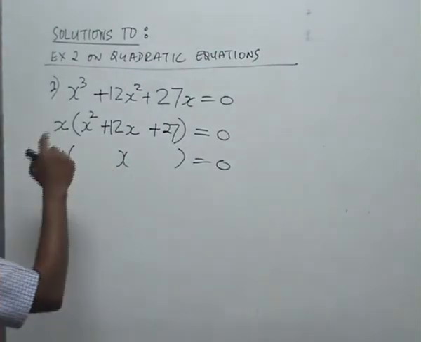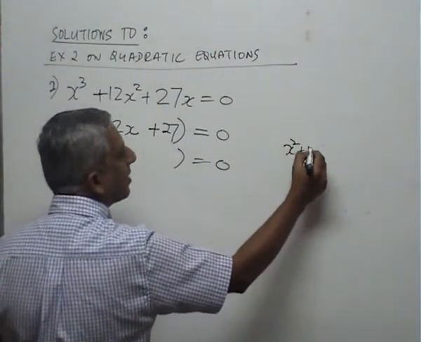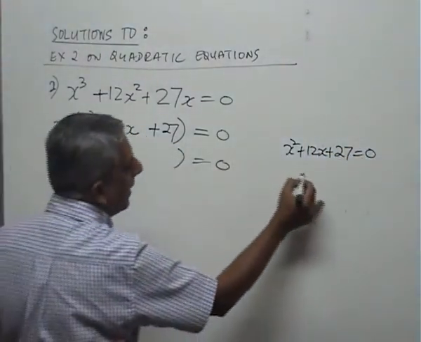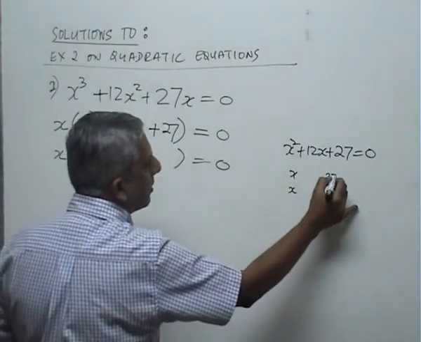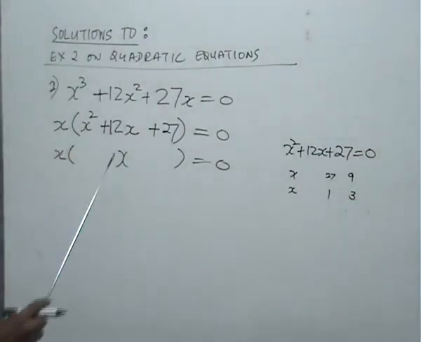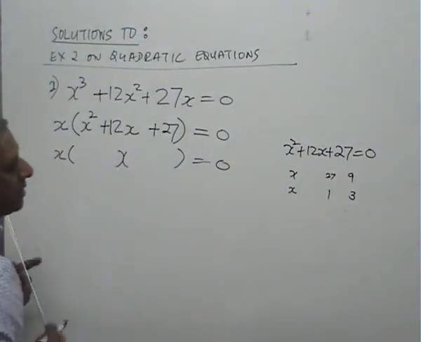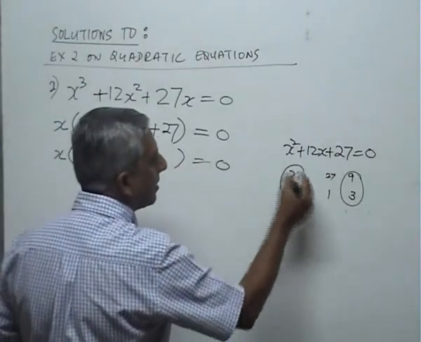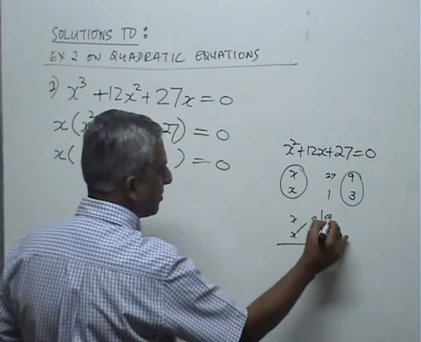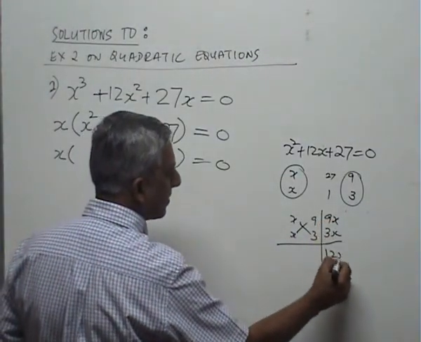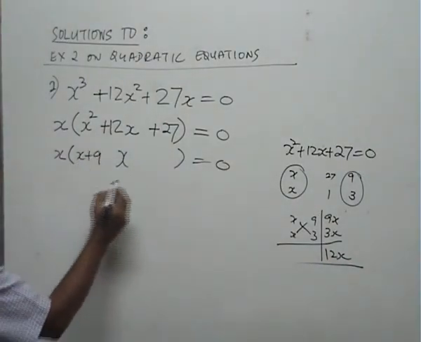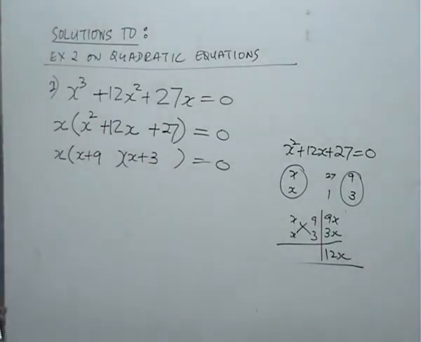So we're going to factorize x squared plus 12x plus 27. And it's fairly straightforward. There's x and x. You've got 27 and 1, and you've got 9 and 3. And you're looking for a 12. So clearly it is 9 and 3. So you've got x and x, 9 and 3, that gives you 9x, that gives you 3x, that gives you 12x. So it's x plus 9 into x plus 3.